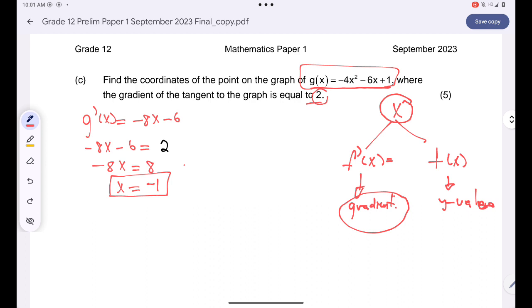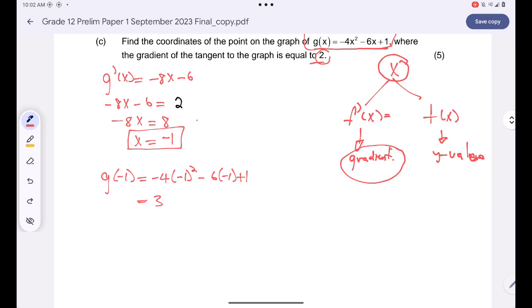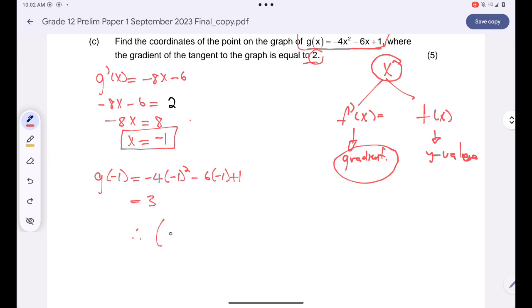Now I know the x value. For me to find the corresponding y value, I just need to substitute the x value on the original graph. So I'm looking for g of negative 1. That's just negative 4 multiplied by negative 1 squared, minus 6 times negative 1, plus 1. And then this will just give me 1 plus 6 is 7, minus 4, that's 3. So the coordinate, guys, whereby the tangent is in contact with the curve, it's just negative 1 and 3.